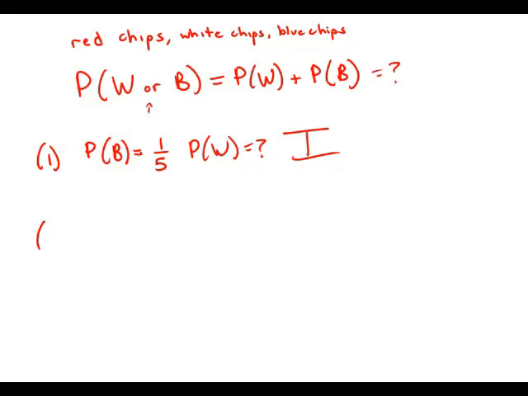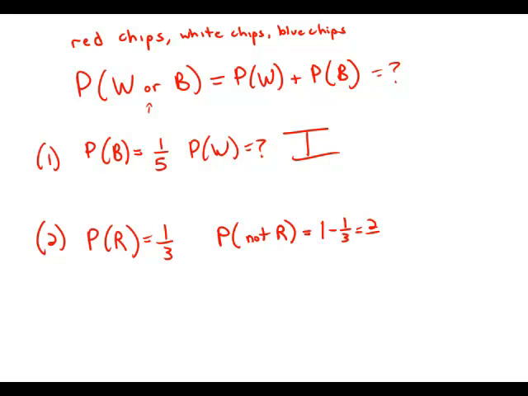Statement number 2, we have to be very careful here and set statement number 1 aside now. Statement number 2 by itself says that the probability of picking a red piece is 1/3. Well, that's interesting. It's not immediately clear that that's going to be relevant. But you see, if we know that the probability of picking a red piece is 1/3, then the probability of picking not red would be 1 minus 1/3, which is 2/3.